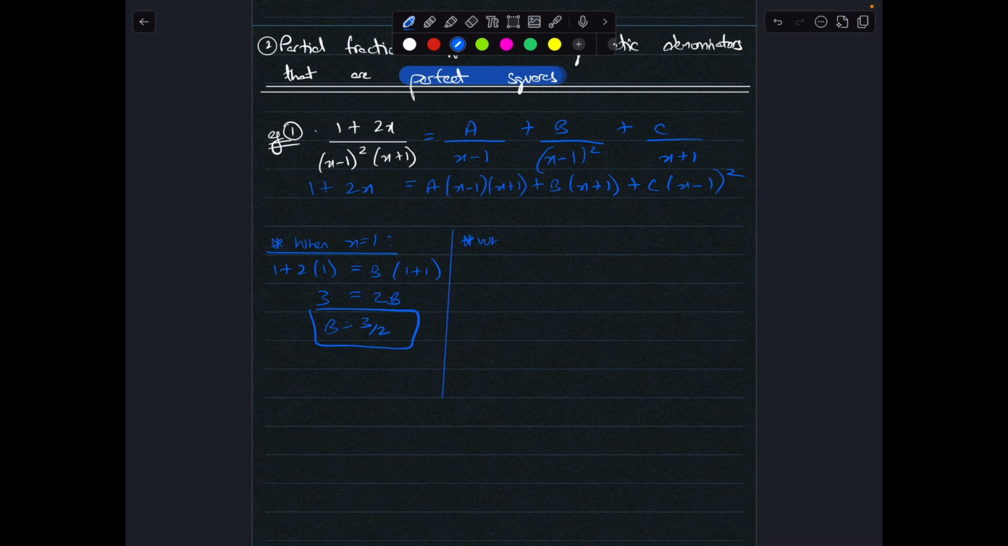Then when x is equals to, let's take it to be minus 1. So 1 plus 2 into minus 1 is equals to c into minus 1 minus 1. So I have minus 2c and minus 1. So, or wait, this was a whole square. So I have c into minus 2 whole square, and this turns out to be 4c. And c finally turns out to be minus 1 over 4.